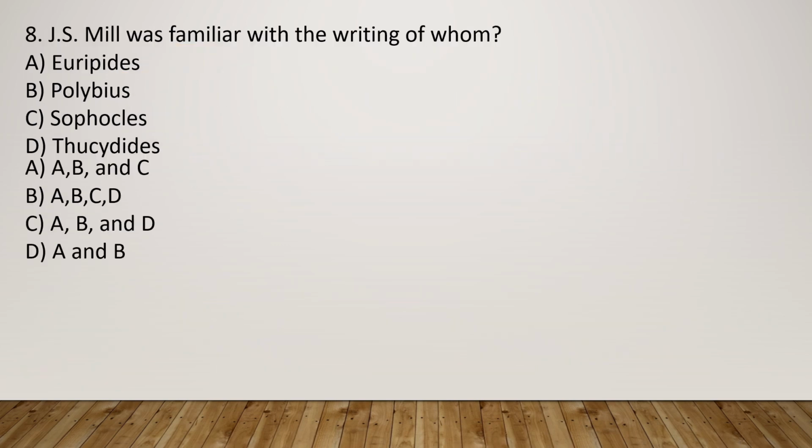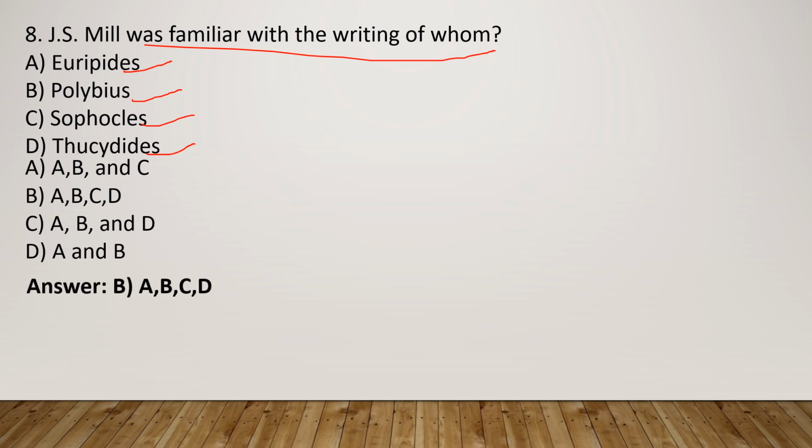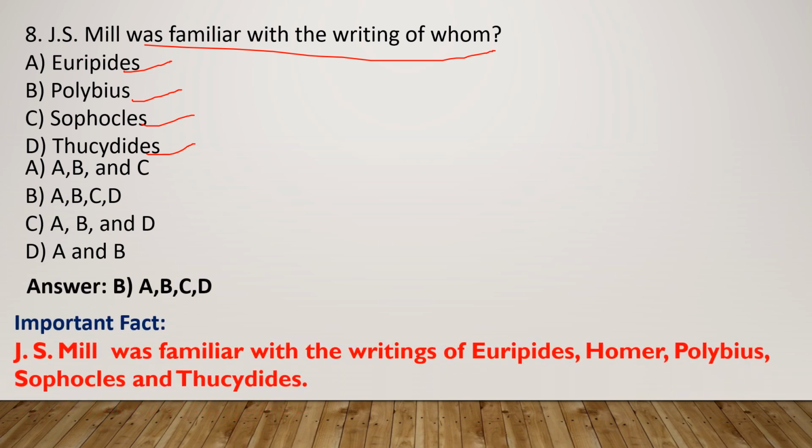J.S. Mill was familiar with the writing of whom? Options are Euripides, this is correct. Polybius, this is also correct. Sophocles, this is also correct. Thucydides, this is also correct. So the correct option is option B.